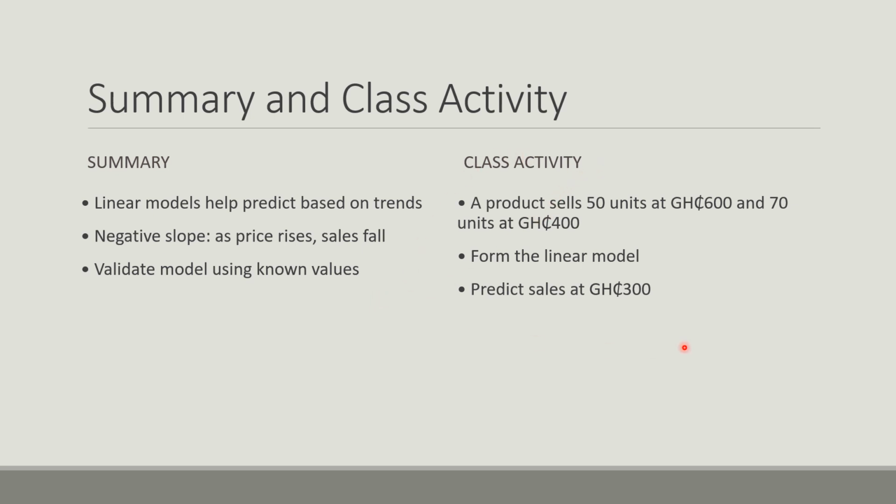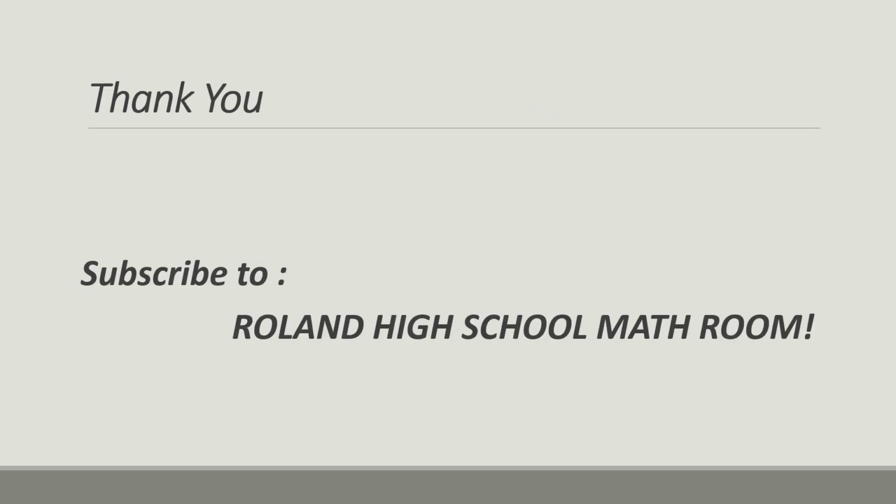So we have an activity here. A product sells 50 units at 600 Ghana cedis and 70 units at 400 Ghana cedis. Form a linear model for this particular activity and predict the sales at 300 Ghana cedis. I will be receiving your feedback, and it will be very interesting to know the kind of model you are going to write for the activity.